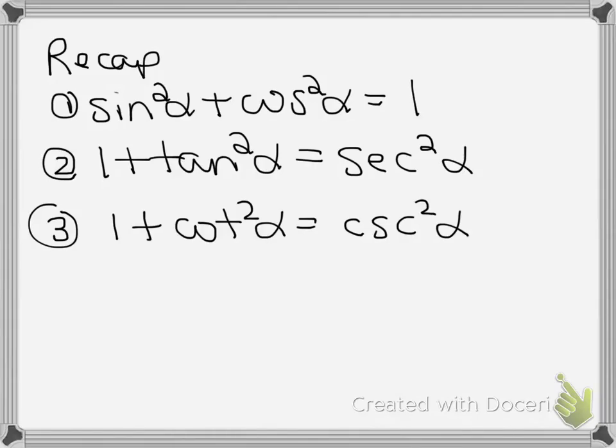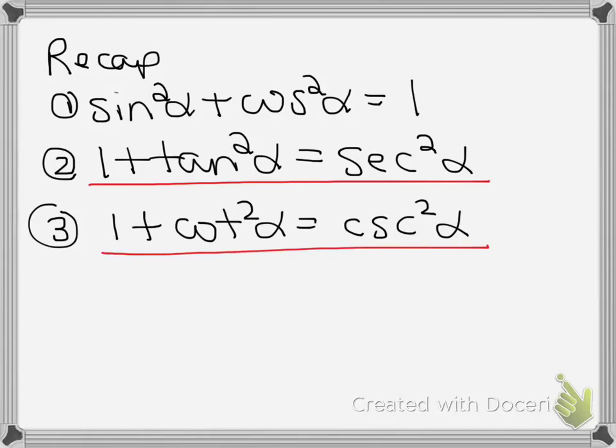Now, Mr. Bright likes to tell his class that for this one, you have 1 plus the tomato equals the sauce, and 1 plus the cottage equals the cheese. If that helps you to remember it, go for it. If you just want to know that 1 plus the tan squared equals the secant squared, you can go for that too.